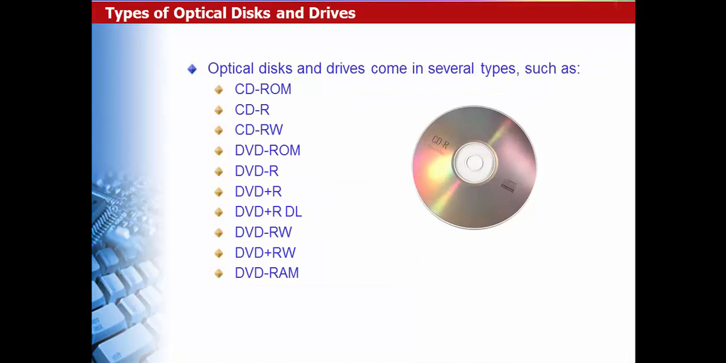Next, these are the various classifications of disks and drives in the optical world. The first one is CD-ROM, which is the name of the disk. CD-ROM means compact disk read-only memory. CD-R is recordable, CD-RW is rewritable, DVD-ROM is DVD read-only, and DVD means digital video disk. DVD also has categories like DVD-ROM, DVD-R, DVD-R DL, DVD-RW, DVD+R, and DVD-RAM. These are the various classifications of optical disk drives available.